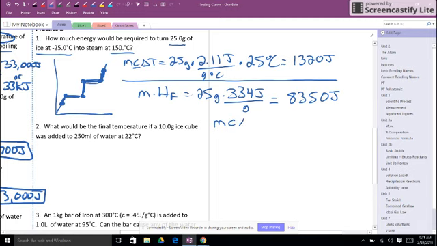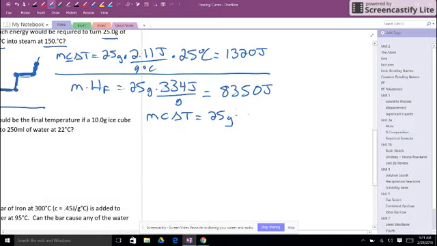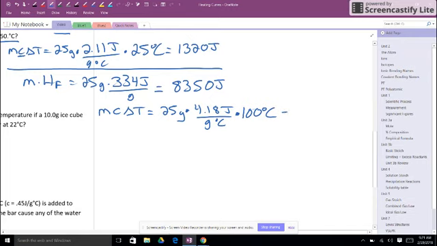Now we got to do MC delta T again. And we're going to raise that 25 grams of water at 0 to water at 100. So we have 4.18 joules per gram degree Celsius. Again, that's my specific heat of liquid water. Now we're going from 0 all the way up to 100. That looks like my delta T is 100 degrees Celsius. So we have 10,500 more joules we need to apply.